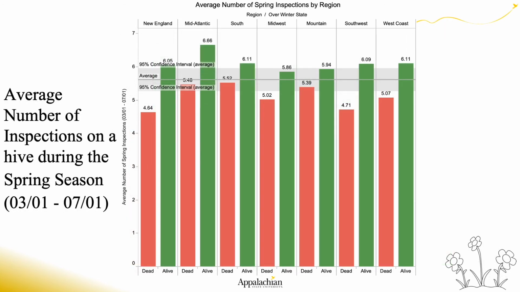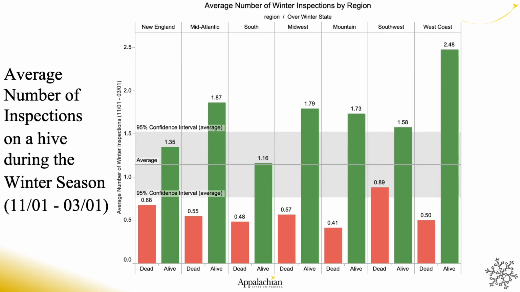Next, we looked at the average number of spring inspections by region. Across all the regions, more inspections on average during the spring produced higher rates of survival over winter. There was particular statistical significance in New England, Mid-Atlantic, Southwest, and West Coast regions. Lastly, we looked at the average number of winter inspections by region. Across all the regions, more inspections on average during the winter season produced higher rates of survival over that winter season. This was counterintuitive to what our initial hypothesis was, because we feared that more inspections during the winter would put the hive at risk.